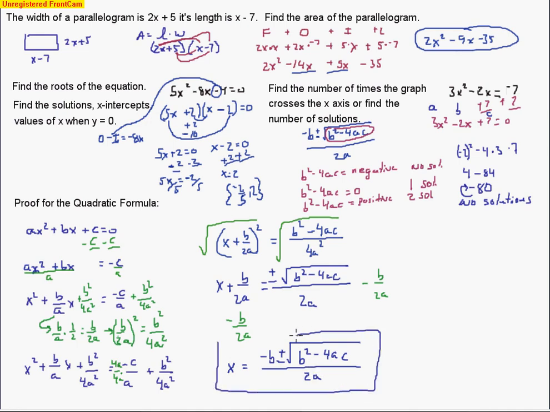It comes from completing the square of the original equation that we had as ax squared plus bx plus c, and set that equal to 0.